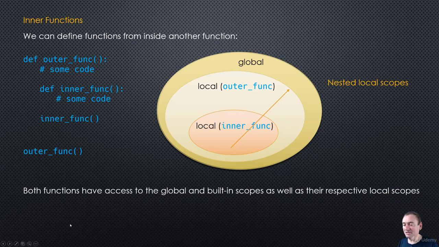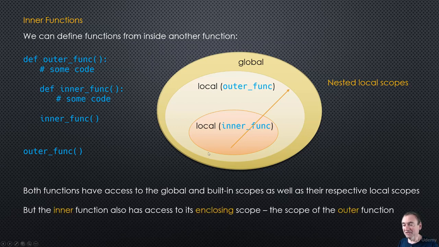So both the functions have access to the global and the built-in scope, right? So inner func has access to the global scope and the built-in scope, and it also has access to its local scope. Outer func, same thing. It can access its local scope, the global scope, and the built-in scope, just as before. But the inner function now also has access to the enclosing scope, which is the scope, in this case, of outer func.